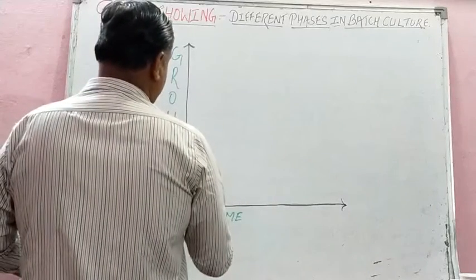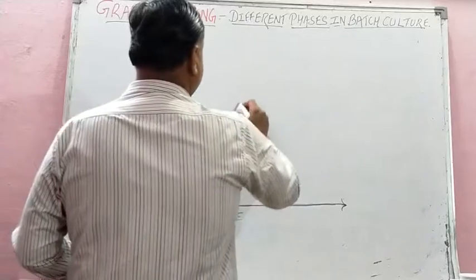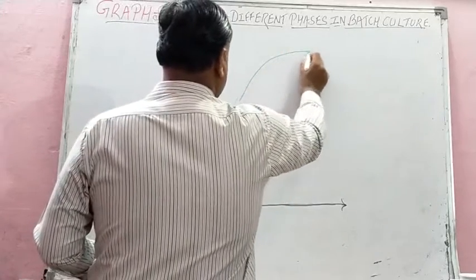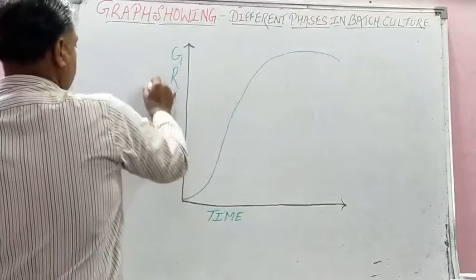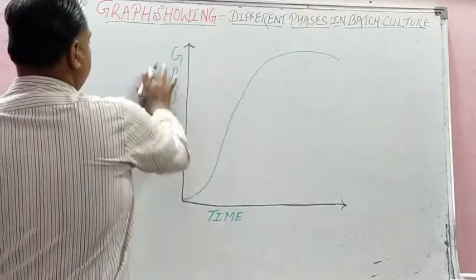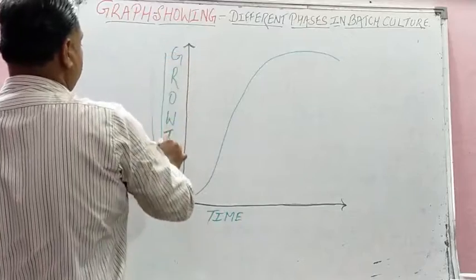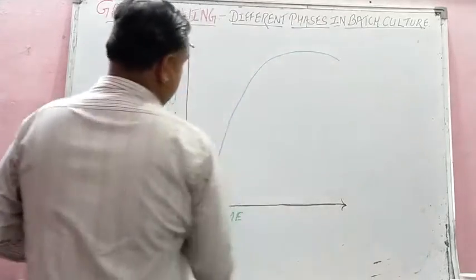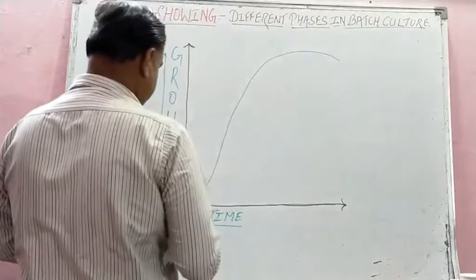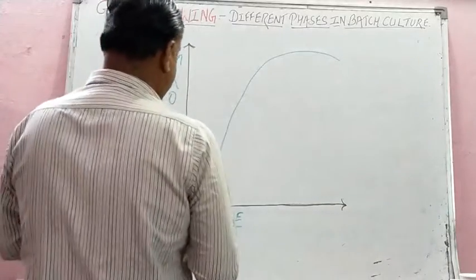X and Y axis, student. As the microbes grow, this line axis represents growth. As the microbe grows with respect to time, there are four phases.